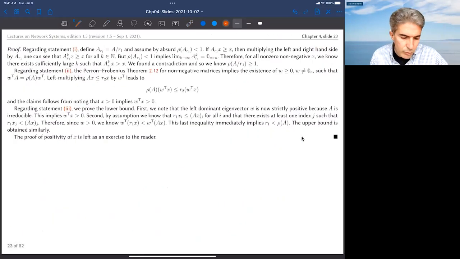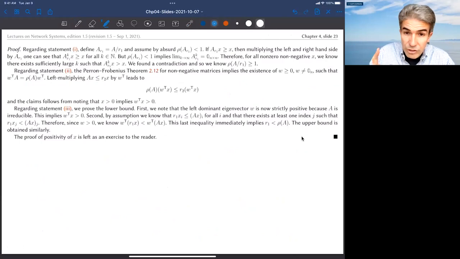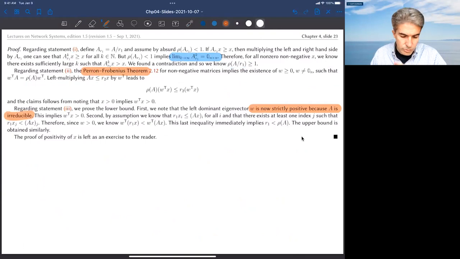All right, this is the first lemma of this section. And the proof is fun. The proof uses two things. Number one, it uses the convergence theorem. We know the convergence theorem, that if rho is greater than one, then things go to infinity, or if rho is less than one, then certain limits are equal to zero. The rest of the proof is based upon the Perron-Frobenius theorem for non-negative matrices and the Perron-Frobenius theorem for irreducible matrices, which is used here because A is irreducible.